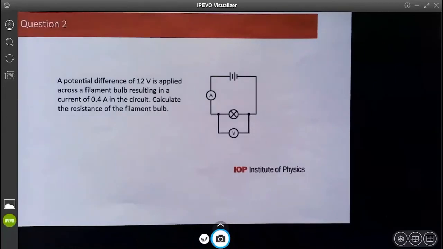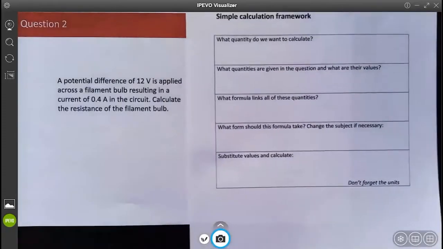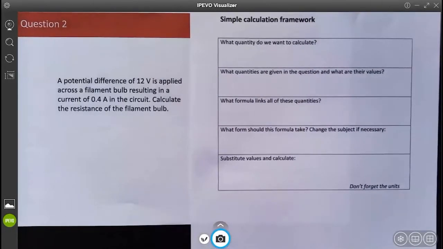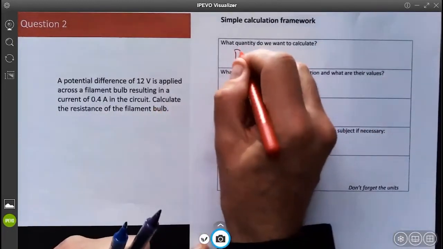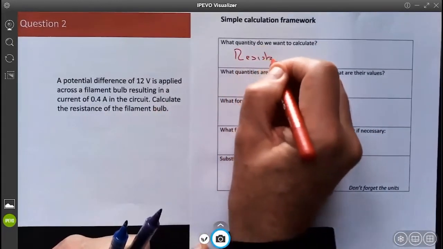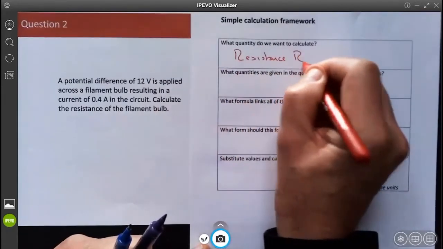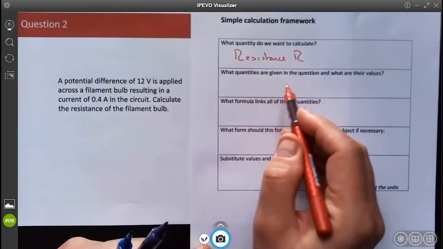Question 2 is similar to question 1 in that we have a single component in a circuit. However, this time, as you can see, we're being asked to calculate the resistance of the object. In this circuit, it's a filament bulb. So again, let's use a standard calculation framework to solve the problem. This time, we've been asked to calculate the resistance, symbol R.